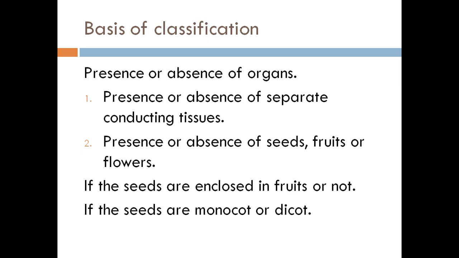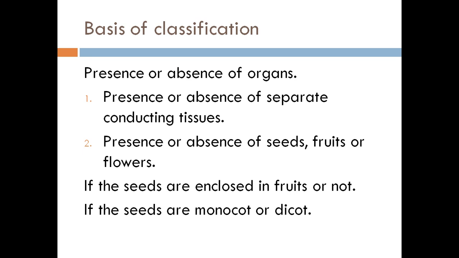The next is whether the seeds are enclosed in fruits or not. Now, if a plant bears seeds, those seeds may be enclosed in fruits or not enclosed in fruits, and that is one property. If they are enclosed in fruits, they are classified separately, and if they are not enclosed in fruits, they are classified separately. Then, whether the seeds are monocots or dicots.